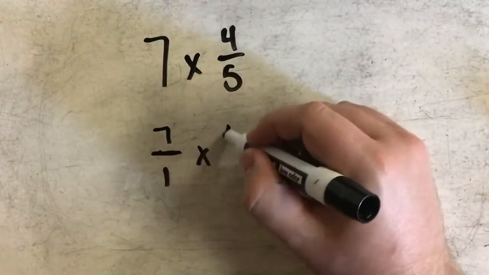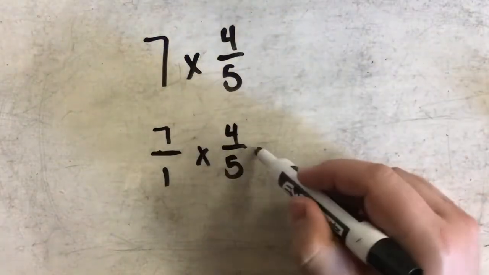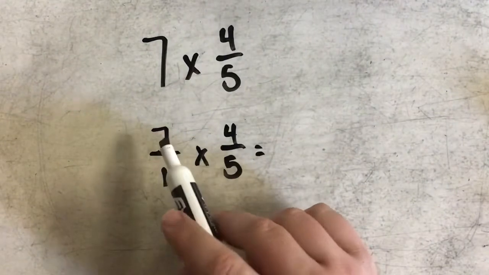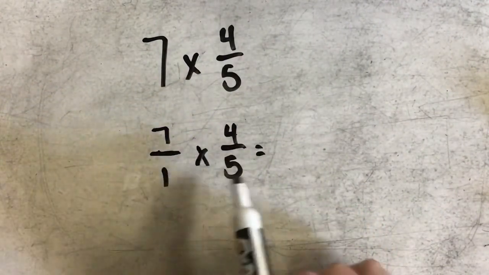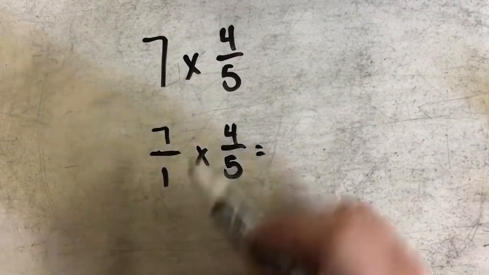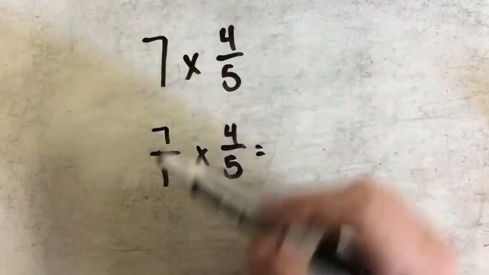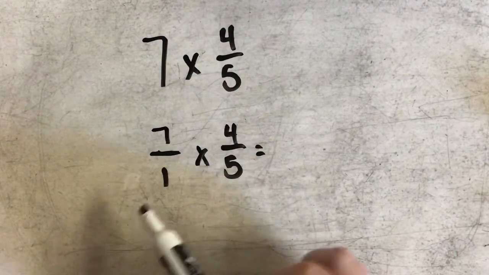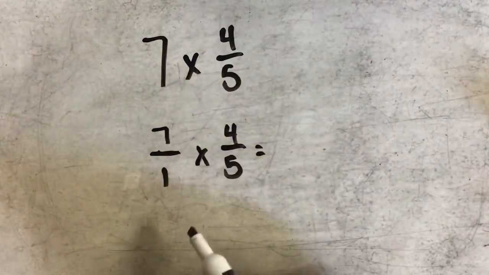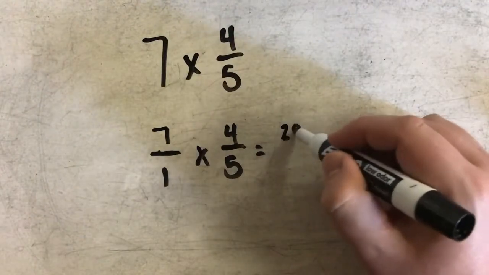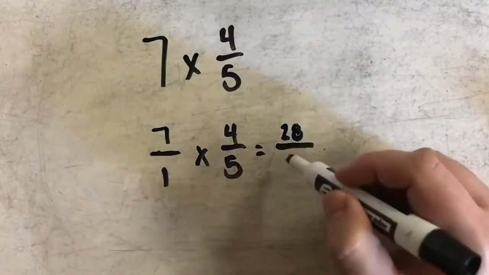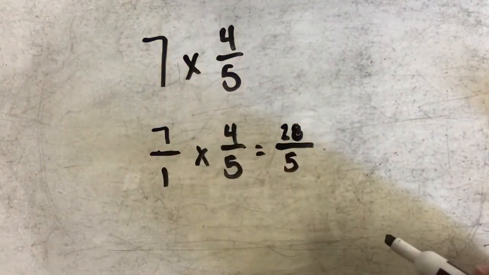So if I did 7 over 1 times 4/5, now all I'm simply doing is multiplying my numerators, and I would multiply my denominators, which if I'm multiplying by a whole number will always be 1. So my denominator here will never change. So if I multiplied 7 times 4, I end up with 28, and 1 times 5 leaves me with 5.